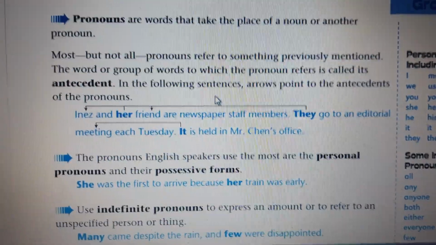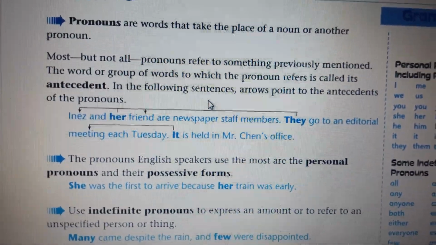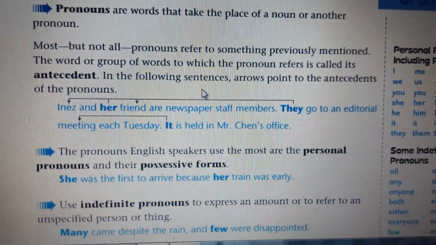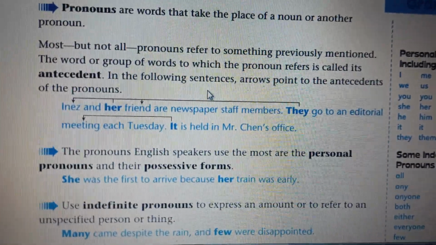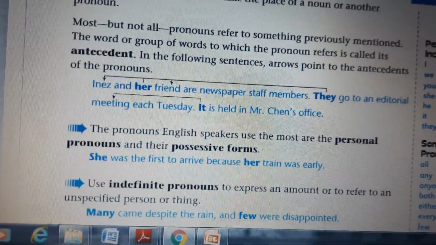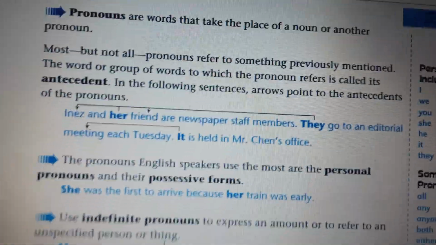I avoid a lot of things I don't need to write. Here, my writing is not going to sound dull and boring, and it's kind of interesting. Okay, so here we have: she was the first to arrive because her train was early.